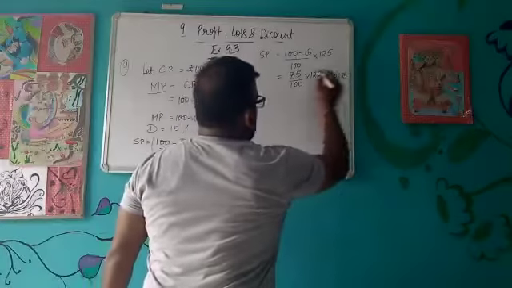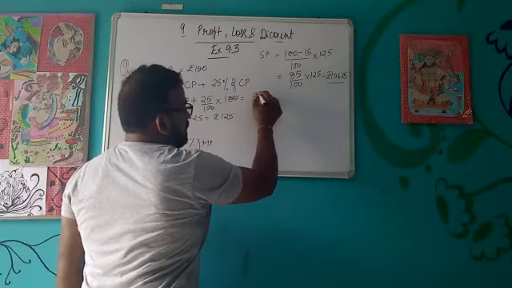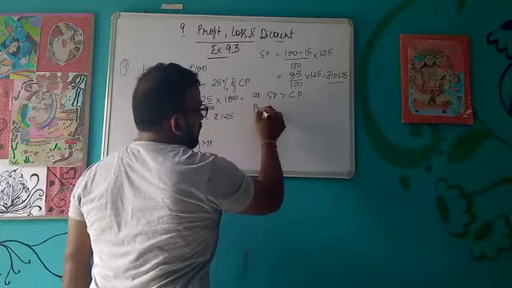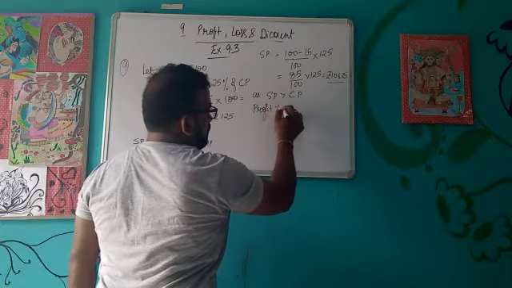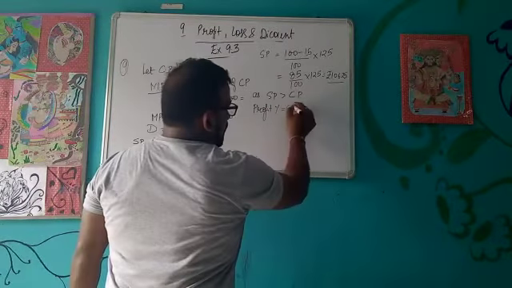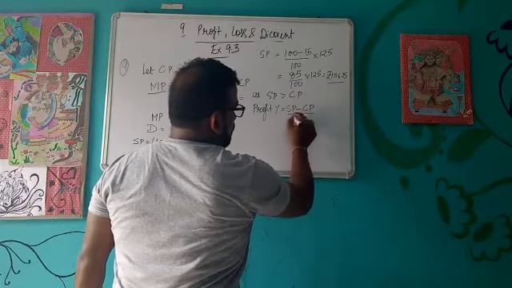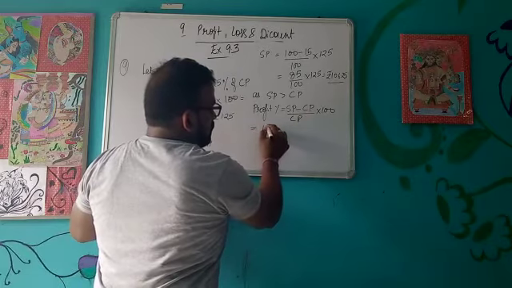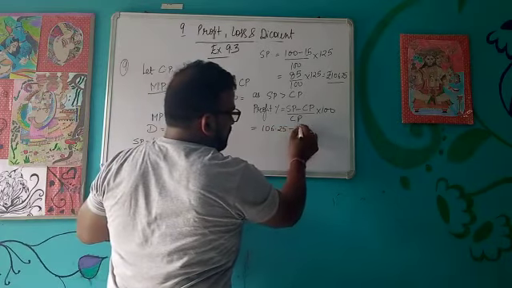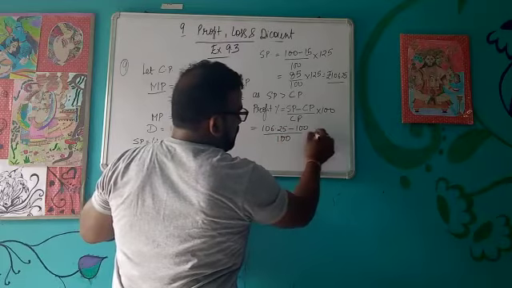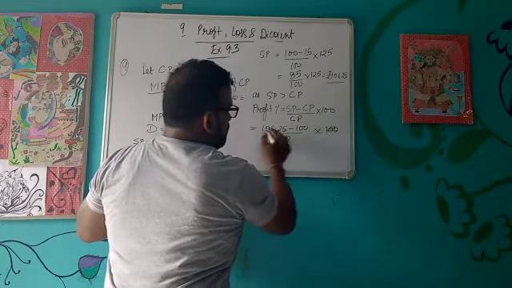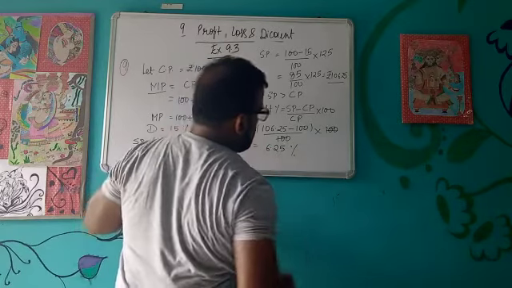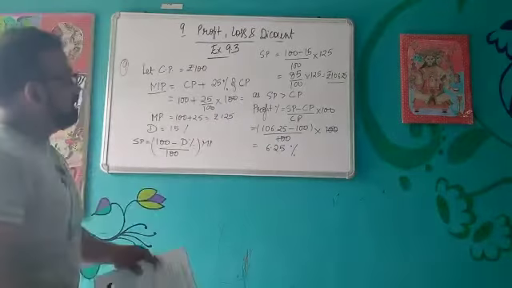Now you can see very clearly, as SP is greater than CP, that means we will calculate profit percent, and that will be equal to (SP minus CP) upon CP into 100. So (106.25 minus 100) upon 100 into 100. So answer is 6.25%.